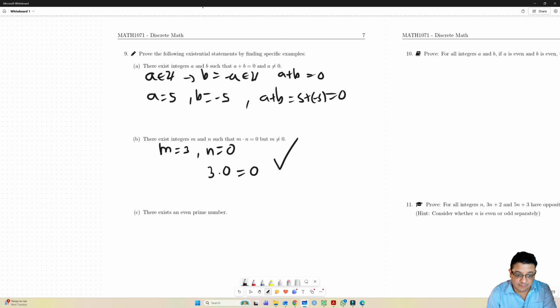There is an even prime number. Well, the number 2 is even. So n equals 2 is even, and it's also prime. So that's going to be the example. This is actually the only example that is going to work as an even prime number.